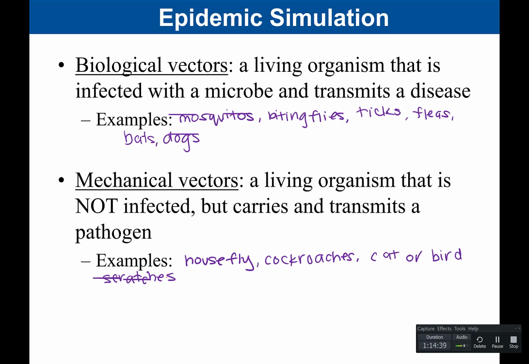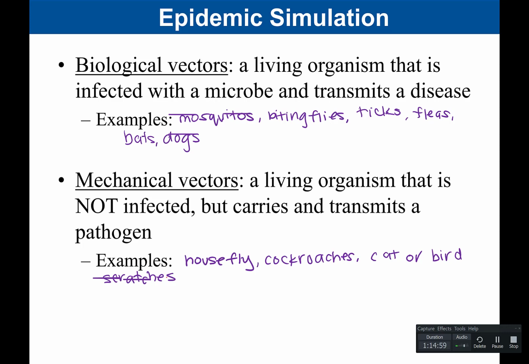So cat claws can have an organism called Bartonella on it. And if they scratch you, it can cause what's called cat scratch fever. The cat itself is not infected, but the organism is on its claws. And if they scratch you, it can get into your body that way. So that would be a mechanical vector.